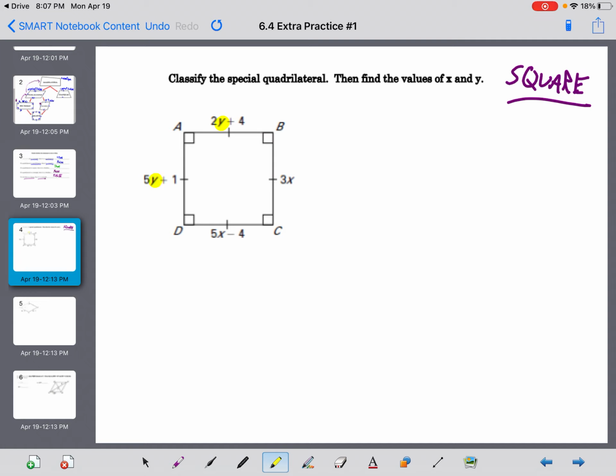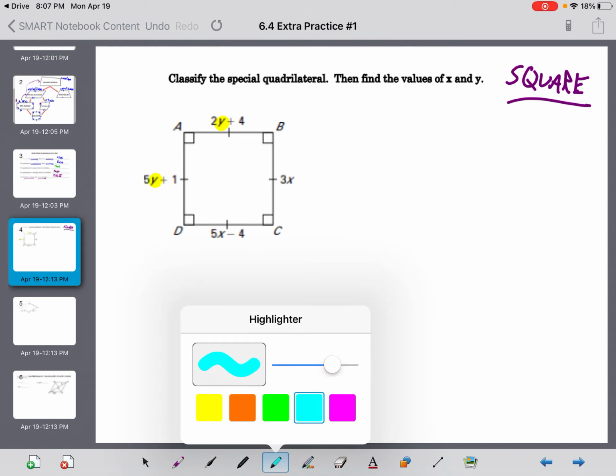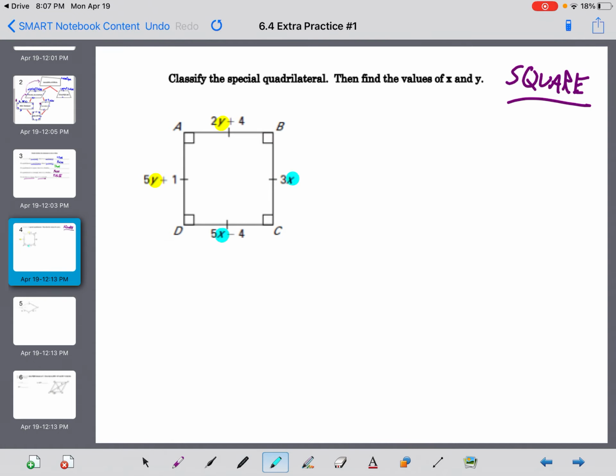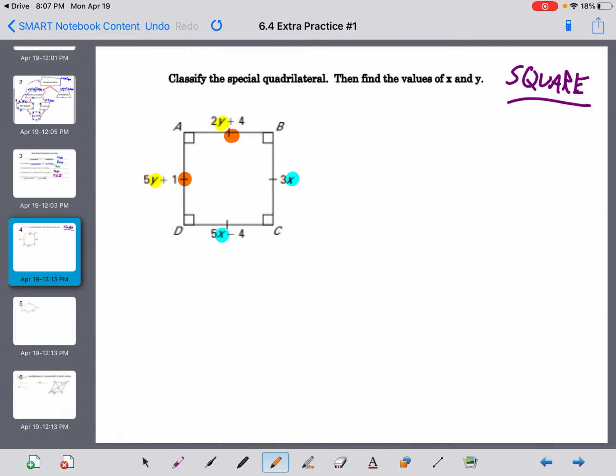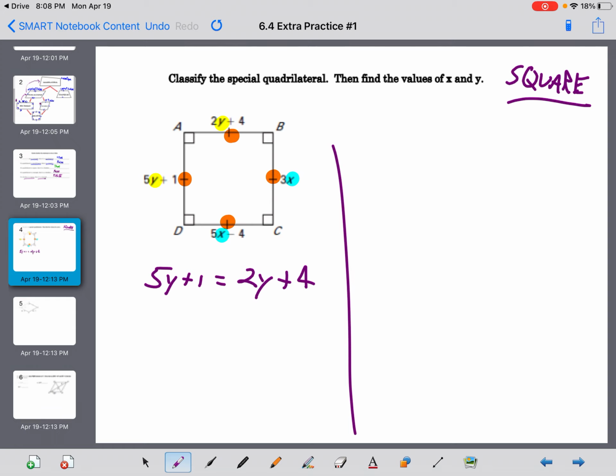Now, the way I look at this is I see a variable y and a variable y. Then I look at the other 2 sides, I see a variable x and a variable x. All of these have exactly 1 tick mark, which means that they are all congruent. So I'm going to set the y equations equal to each other. So 5y plus 1 equals 2y plus 4.